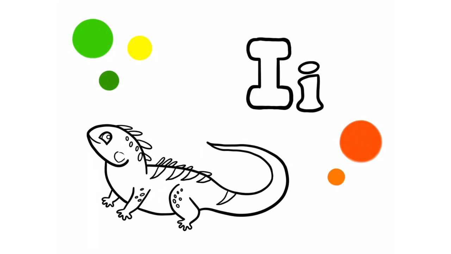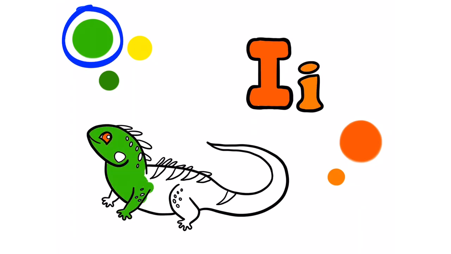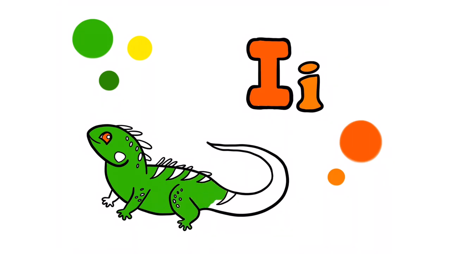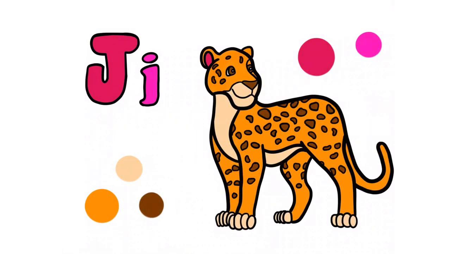Now let's start coloring. Bright orange. Orange. Green. Yellow. Dark green. Excellent. I is for iguana. Let's learn the letter J.